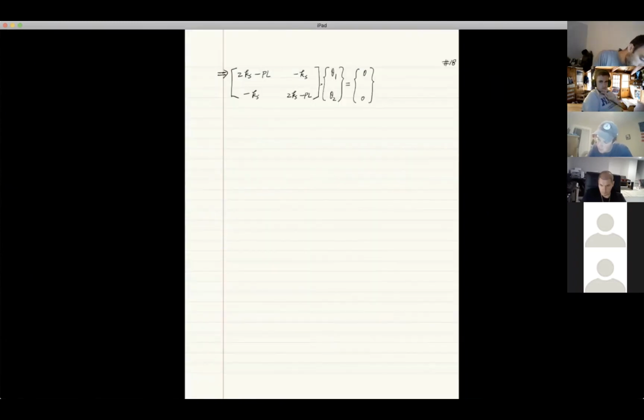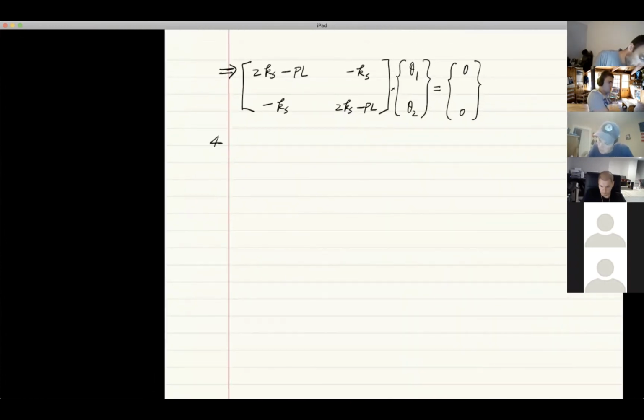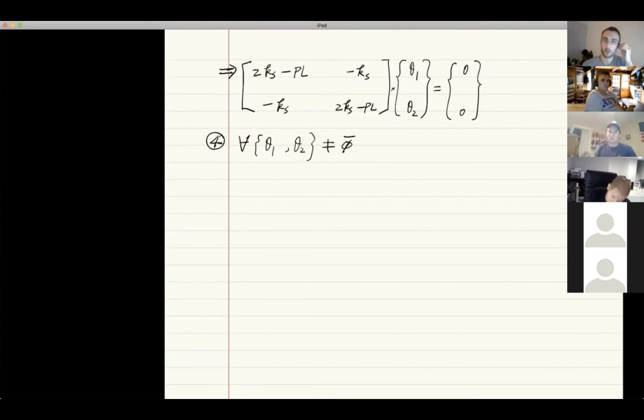Now, the next one is what? Step 4. Now in step 4, for every combination of theta 1 and theta 2 not to be 0. Actually, it will be 0 vector, so it should be 0 vector like this. That means non-trivial solution. Because when theta 1 and theta 2 are zeros, there's no buckling, there's no deflection. So we have to make sure that there are non-zero solutions here.